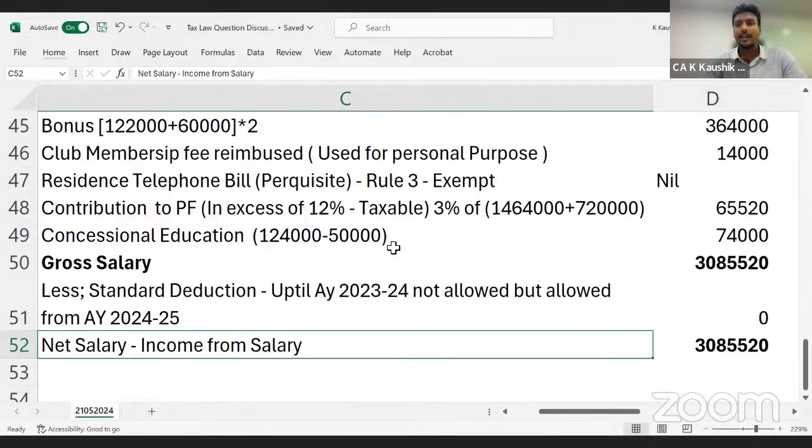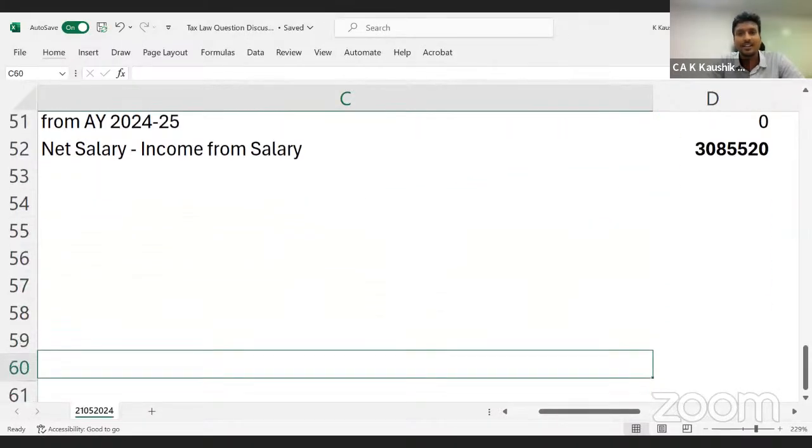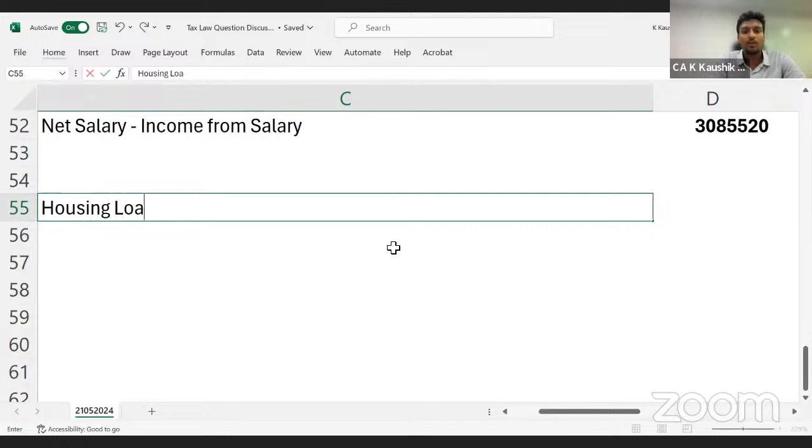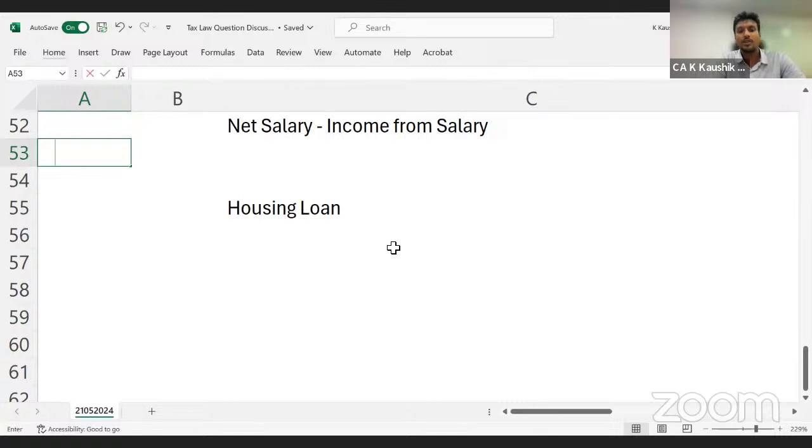So let's quickly move to the third question, or the information with respect to the third question. Vijay gives the following information with respect to 2 loans taken by him from scheduled banks for various purposes. A housing loan of rupees 34 lakhs taken on 12th March 2022 for the purchase of a house to be used for self-residence at a cost of 44 lakh. So a housing loan has been taken for 34 lakh. Now here you need to have certain information. Housing loan, 34 lakhs. So this is your question 1, part C.